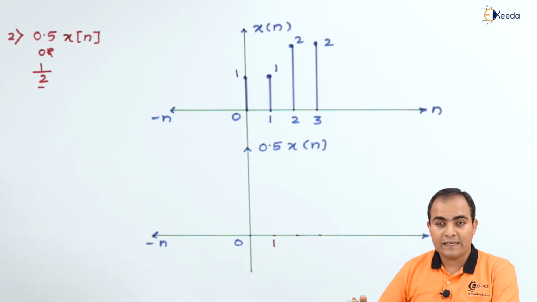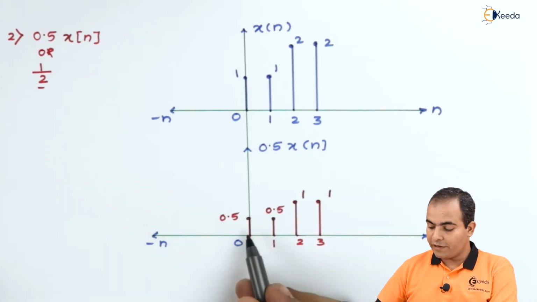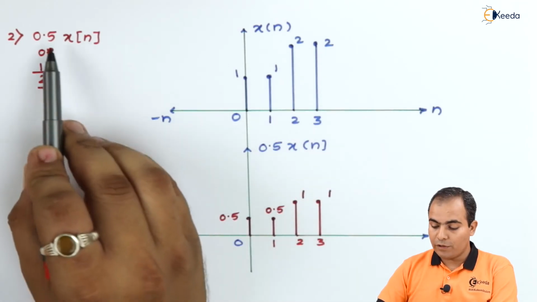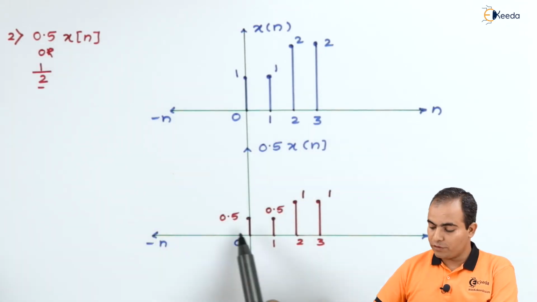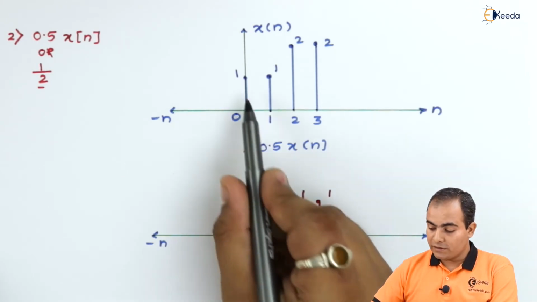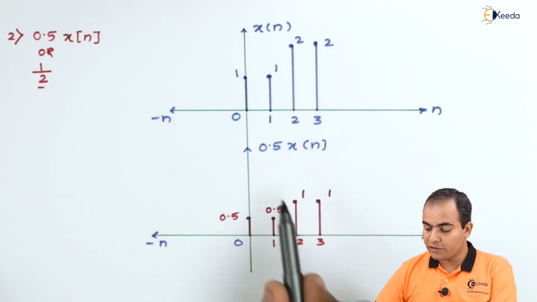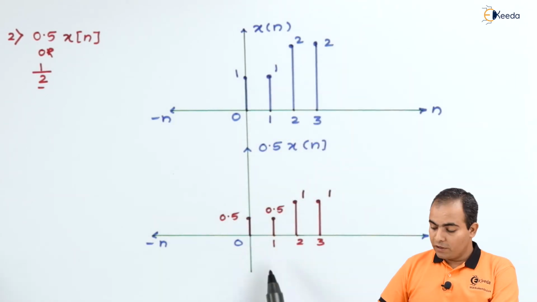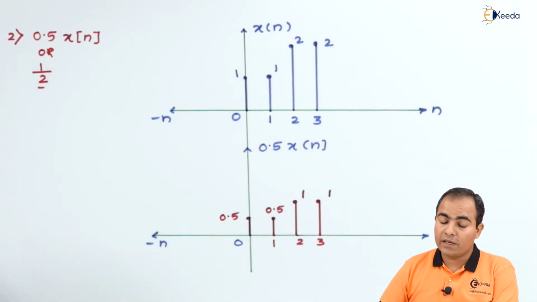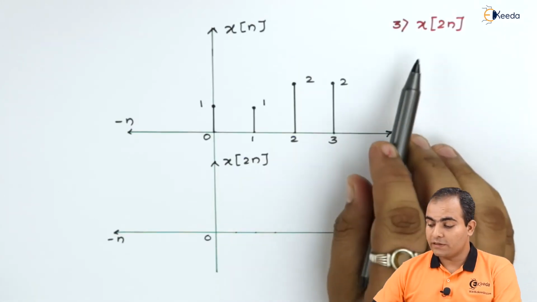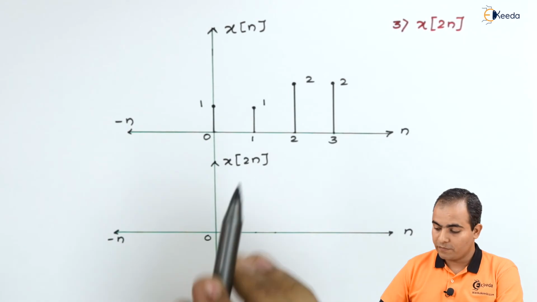So I'll show you the resultant diagram. Look at here, all the amplitudes are now divided by 2, or you can say multiplied by 0.5. So you will get at 0 and 1, these 2 amplitudes are now replaced by 0.5, 0.5, and these 2 amplitudes are now replaced by 1, 1. So this is the solution of the second part. Now we will move on to the third part of the question. Now the third and last part of this question.